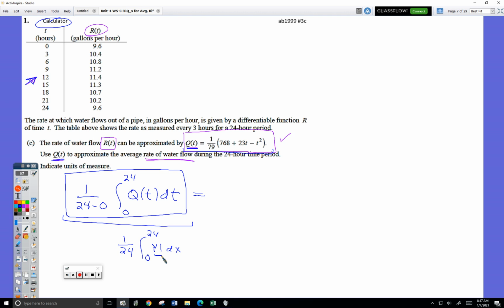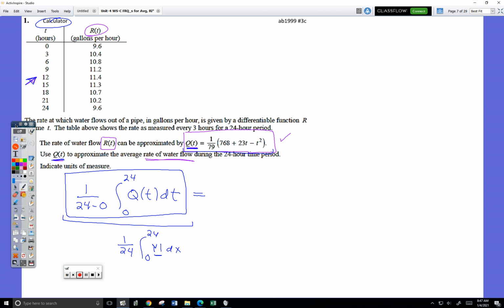Just wave at me if you need me to show the calculator again. It's been a couple of weeks, okay? So I go to my calculator, 1999-3C. Let's see if this will work. I have to walk to my desk. Yeah, it's on the wrong screen. Hold on.